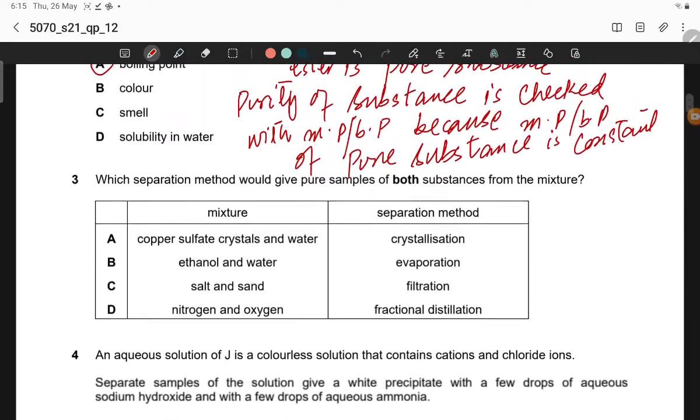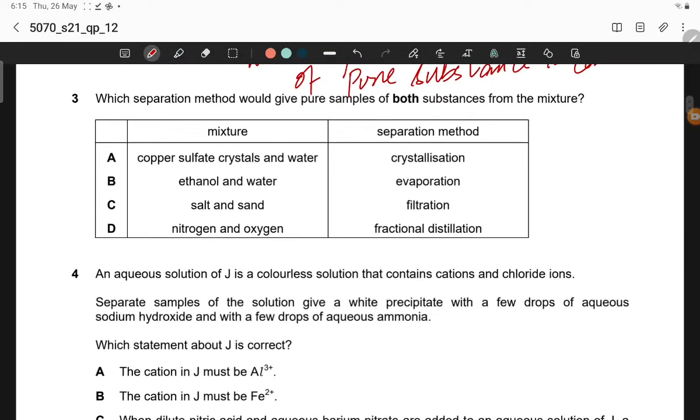Which separation method would give a pure sample of both substances from the mixture? Copper sulfate crystals and water, crystallization. Copper sulfate crystals and water. So this method is not suitable. Crystallization is not used to separate copper sulfate and water.